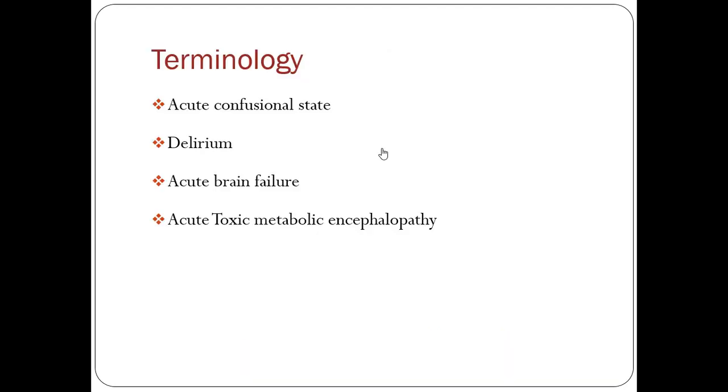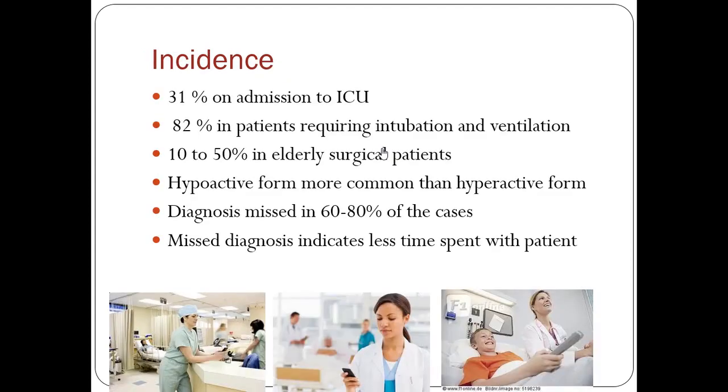So we use various terminology for this issue in the ICU. We call it acute confusional state, what I have written just now. We call it delirium. We call it acute brain failure. You must have heard the terms acute kidney injury, acute respiratory failure, acute renal failure. But this is acute brain failure secondary to some other illness in the ICU. And they also use the term acute toxic metabolic encephalopathy. Toxic metabolic because there are various underlying toxins, various drugs, and there are metabolic causes, which we'll discuss as we go, which can lead to this kind of issue.